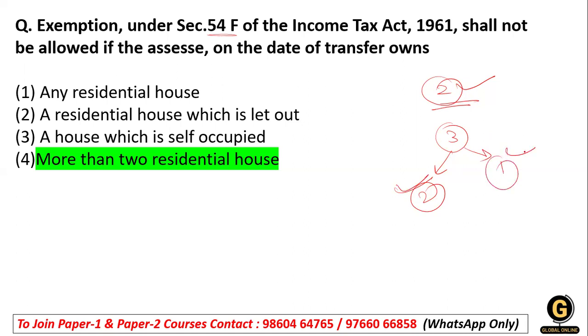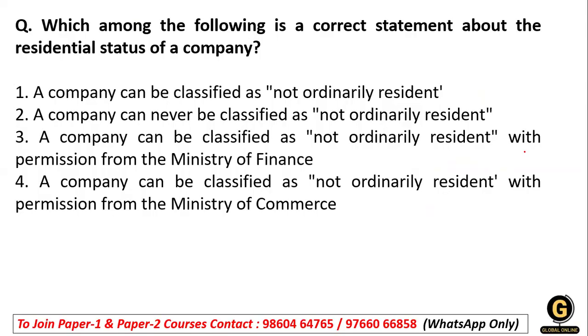Okay, now next question: which among the following is the correct statement about residential status? The first statement: a company can be classified as a non-ordinary resident. The second: a company can never be classified as a non-ordinary resident. The third: a company can be classified as a non-ordinary resident with the permission of the Ministry of Finance. And the fourth: a company can be classified as a non-ordinary resident with the permission of the Ministry of Commerce. So what is the question?